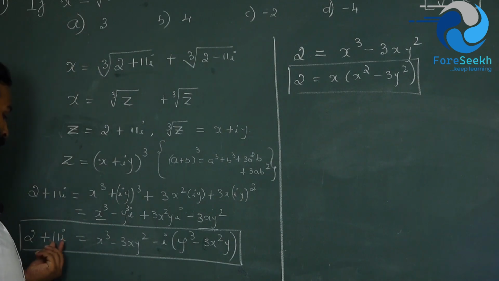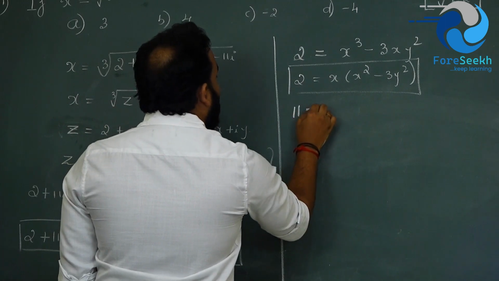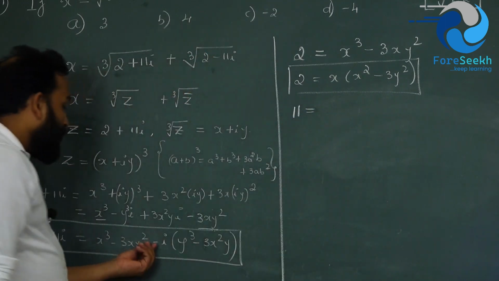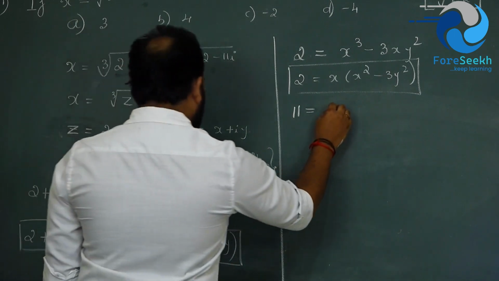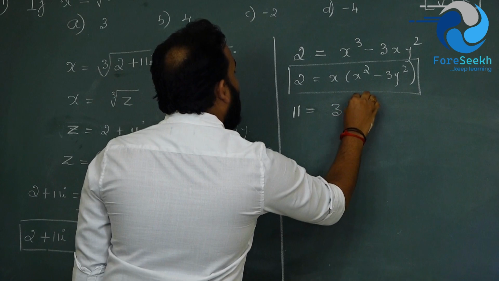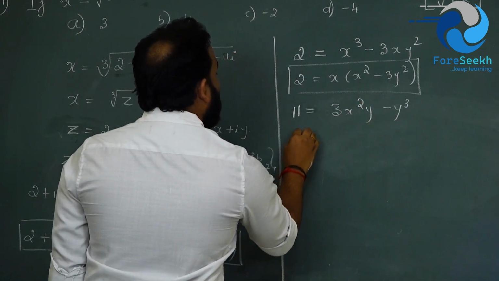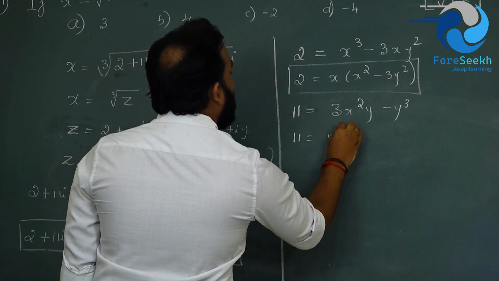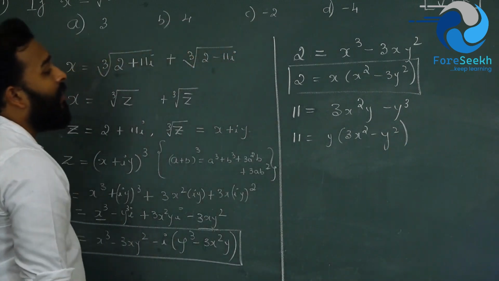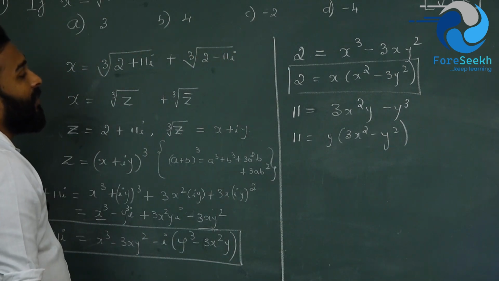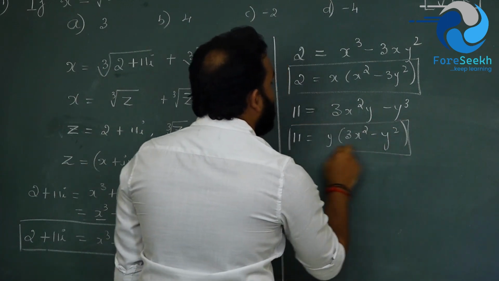Now let us equate the imaginary part with the imaginary part. In the place of 11 we have, what do we have, children? Since here it is a minus sign, here it is a plus sign, we'll take the minus sign along with the complex number. So that would become 3x square y minus y cube. This is equal to 11. So I'll write my 11 as, taking y common here, y into 3x square minus y square. So now we got two equations.